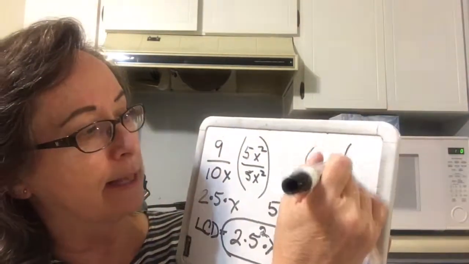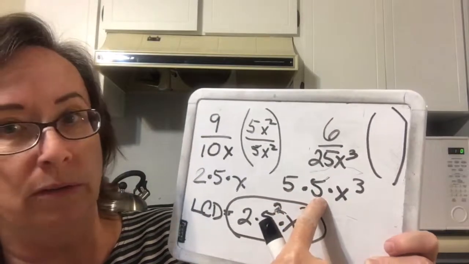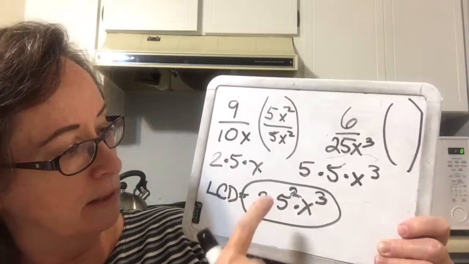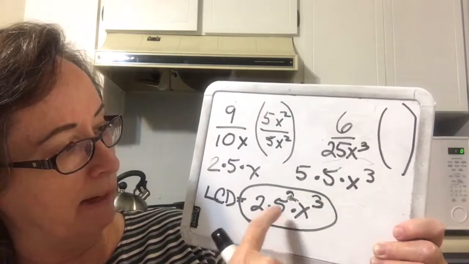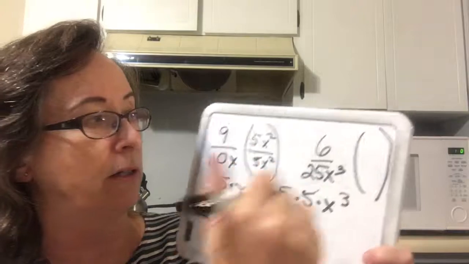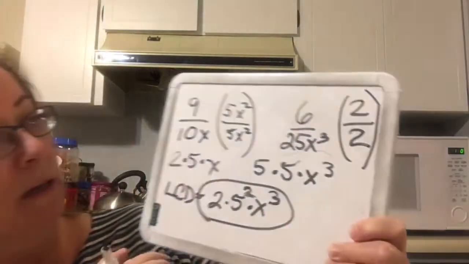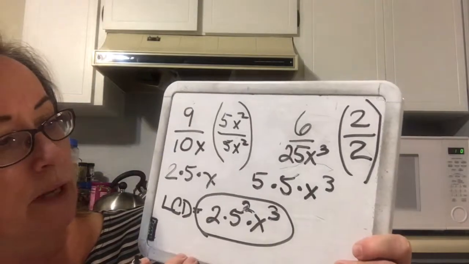Okay, and then on this other side, what am I missing between the old and the new? So I've got only the 5 squared, x cubed. I'm only missing the 2. So I'm going to multiply this one by 2 over 2. Okay, so let me get another board here so that I can finish that problem up. Erase an old one.